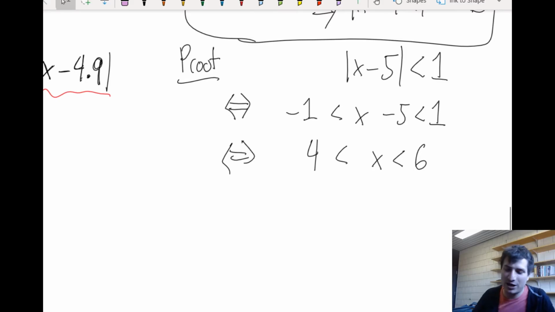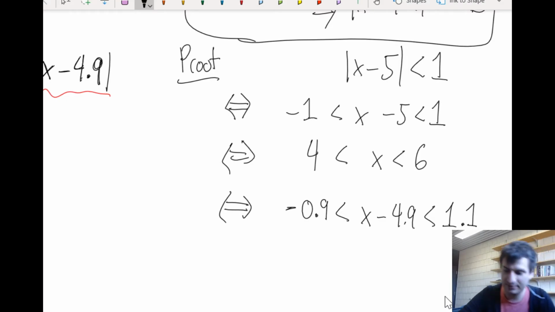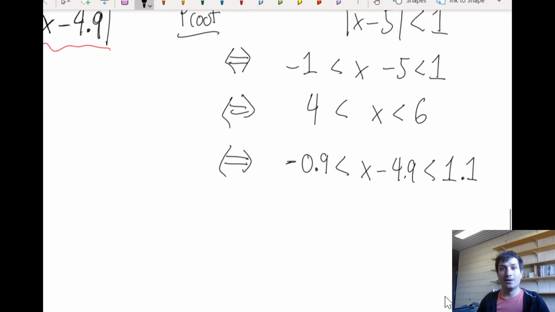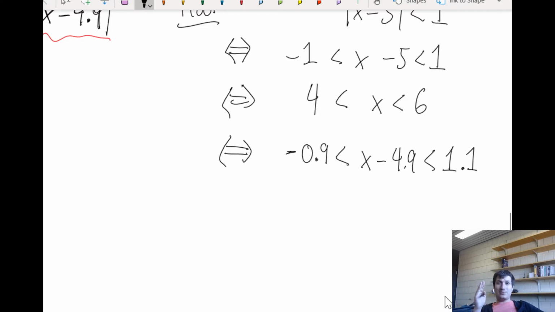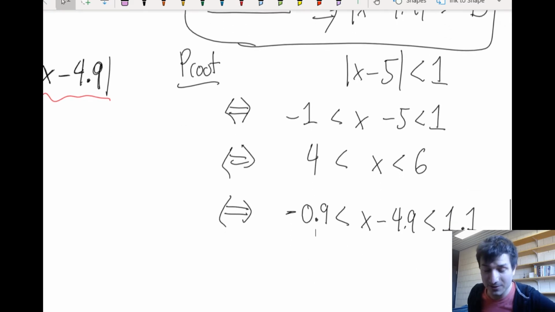And now I'm going to subtract 4.9. So subtract 4.9, x minus 4.9. 6 minus 4.9, that's 1.1. 4 minus 4.9 is negative 0.9, right? 4 minus 4.9. Okay, so x minus 4.9 is between negative 0.9 and 1.1. And I want the absolute value of x minus 4.9 to be bigger than something. It needs to be bigger than something.